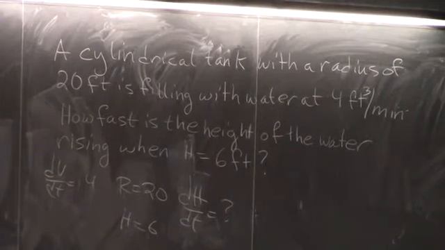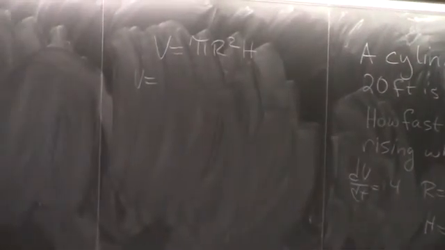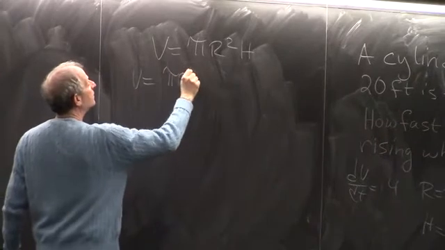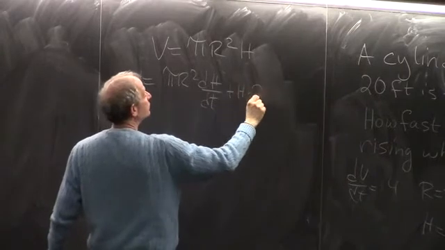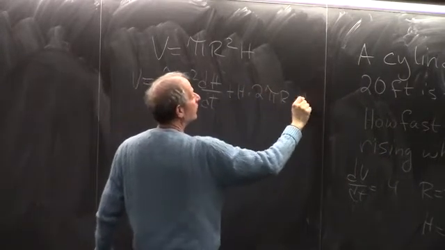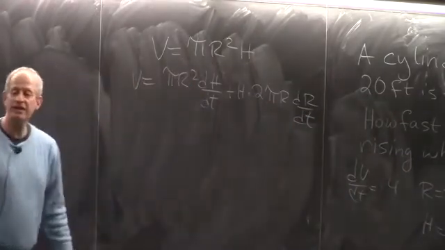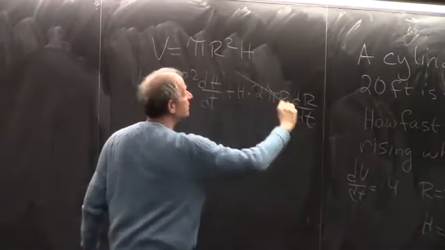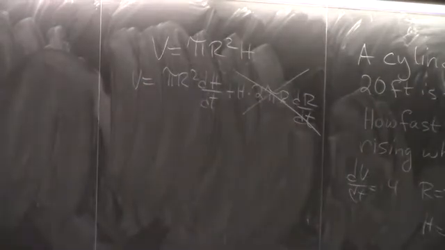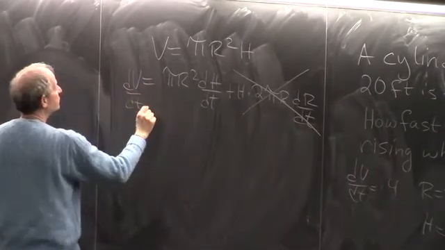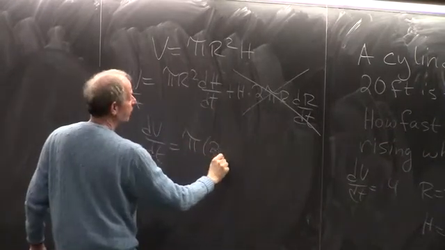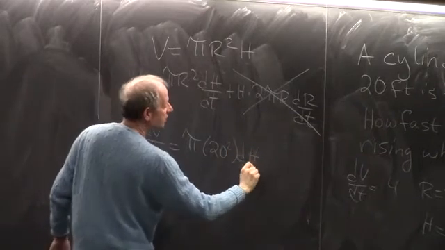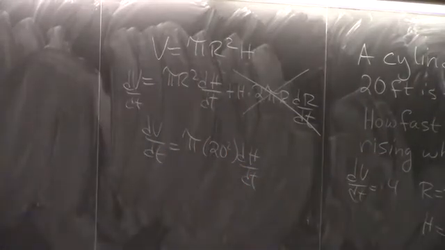Okay? If you wanted to take the derivative, you would use the product rule. You would get pi r squared dh/dt plus h times 2 pi r dr/dt. But the radius is constant, so dr/dt is 0. So the volume, sorry, that's dV/dt. So dV/dt is pi times 20 squared dh/dt. So we actually don't care if the height is 6. So now you just plug in 4.